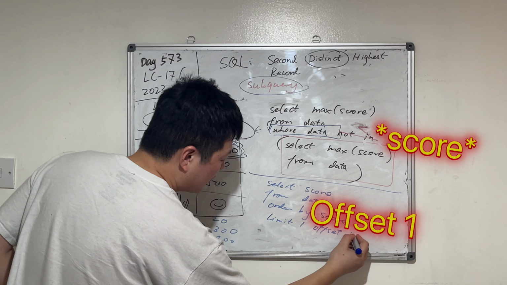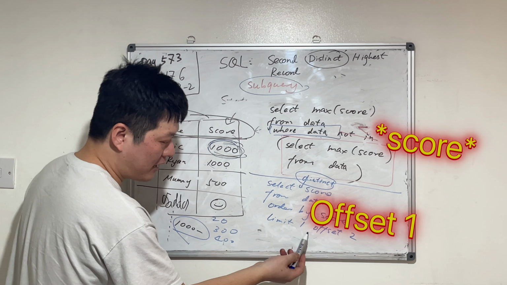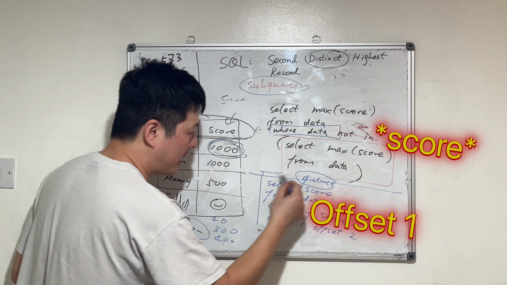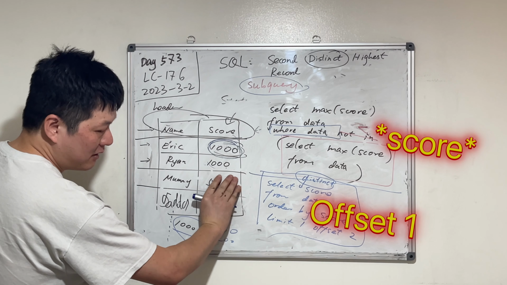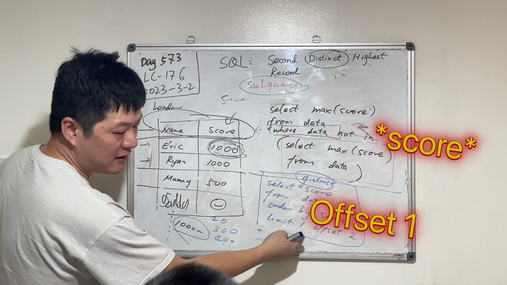But we have to put a distinct because we could have multiple 1,000, and we want to only return the unique ones. Okay, this is another way to get it. If there is only one record, 1,000, and it doesn't have a second highest, then this will return nothing.